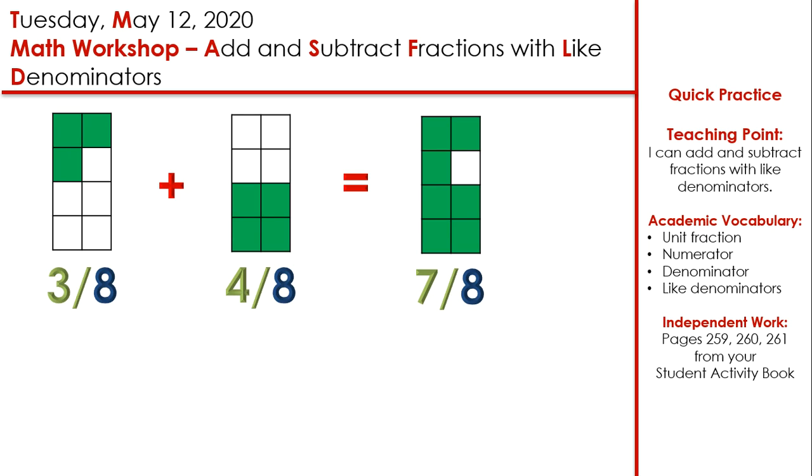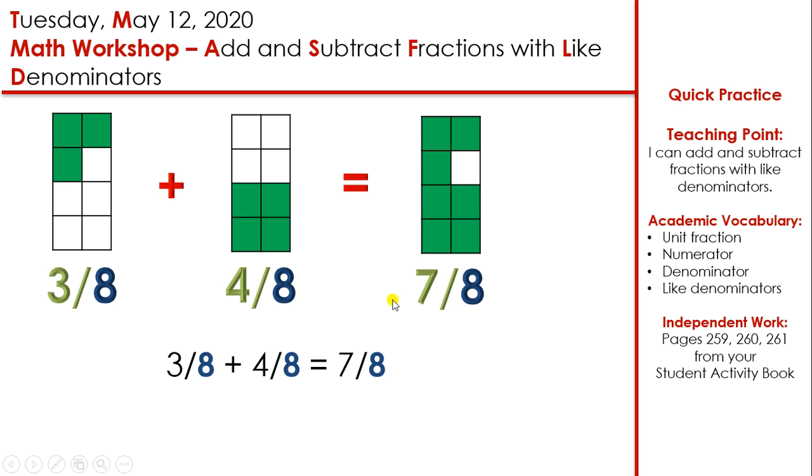I want you to take a look at something. This right here didn't change. The denominators stayed the same the whole process. So that means that when you're adding fractions with like denominators, the denominators never change, right? It just stays the same the whole process. The only thing that changes is the numerator, the number on top.